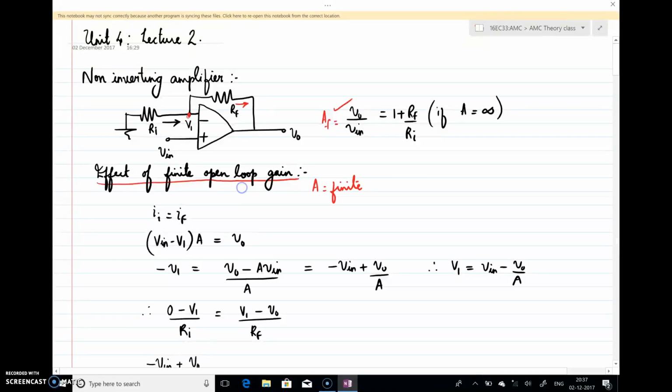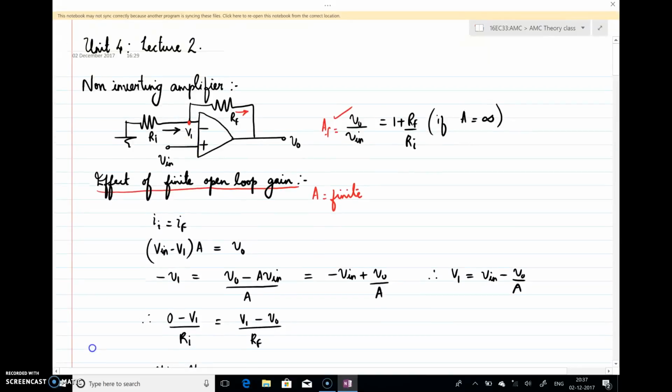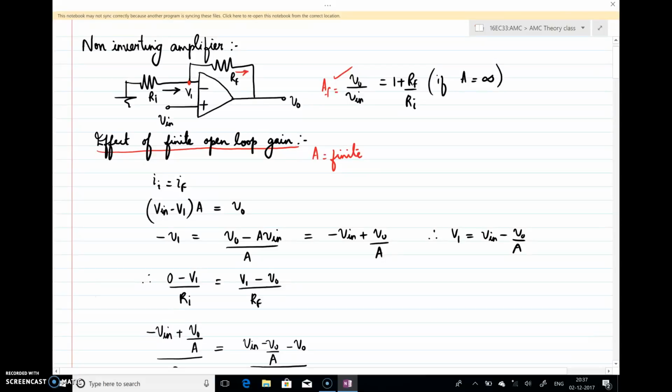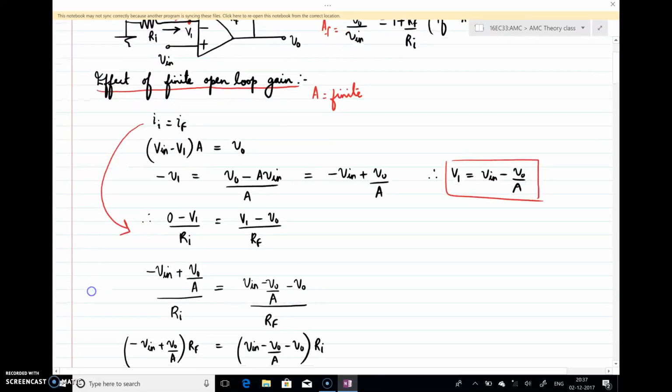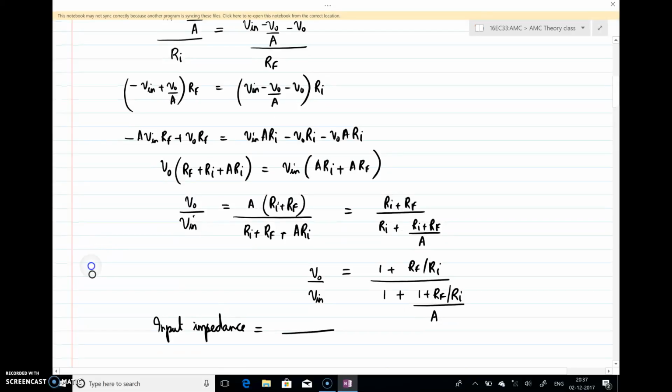So this is at some potential V1 and this is at Vn. Now the difference in the potential multiplied by open loop gain is the output voltage. So Vin minus V1 into A is nothing but V0. Using that, I'll get the equation for V1 as Vin minus V0 by A. After doing that, I can write a KCL here. The current flowing through Ri is Ia and this is If. If we equate these two currents, and substitute the value of V1 there, I'll get the new expression for V0 by Vin, that is this value.